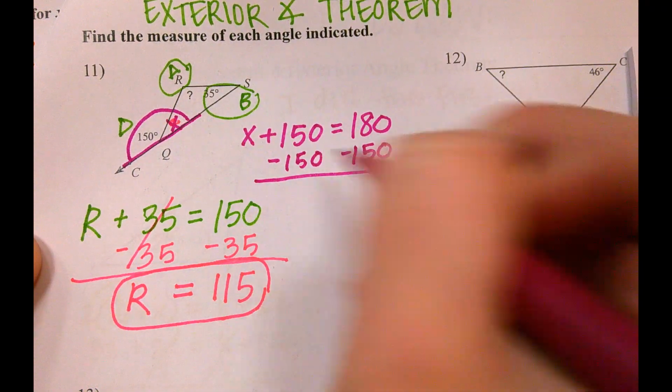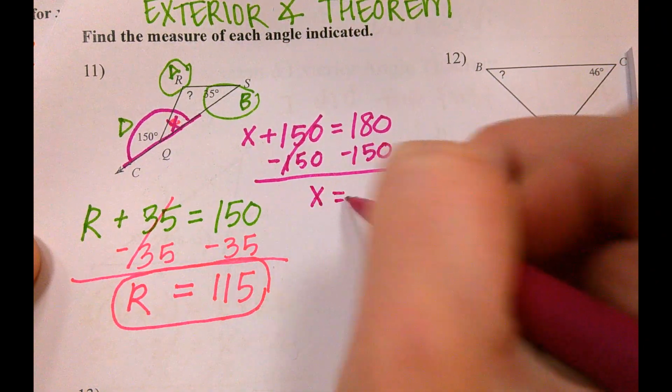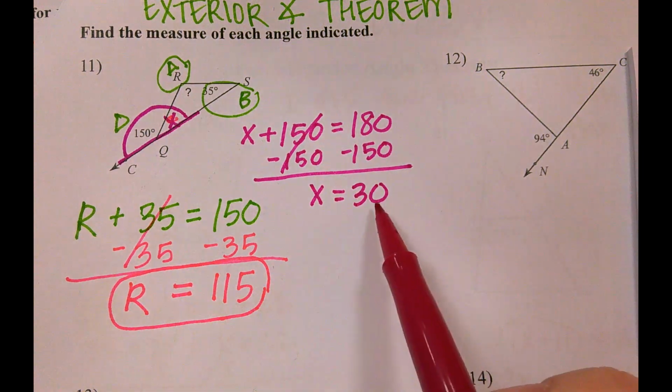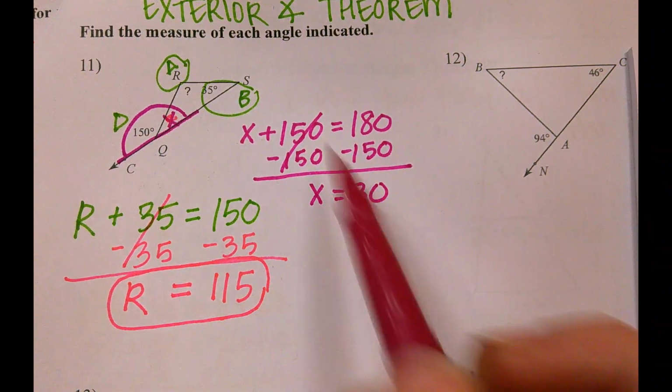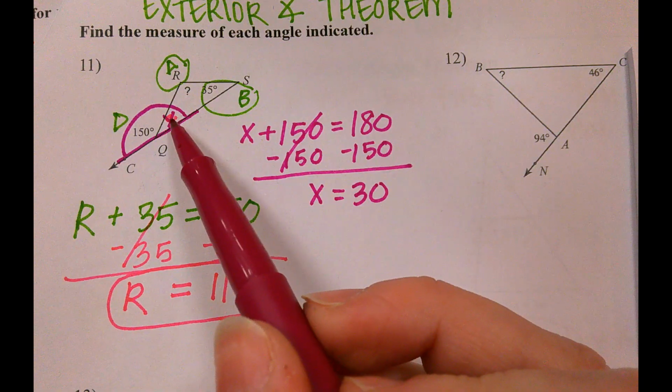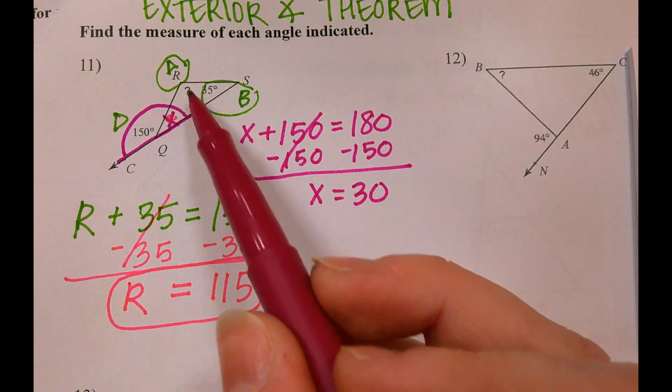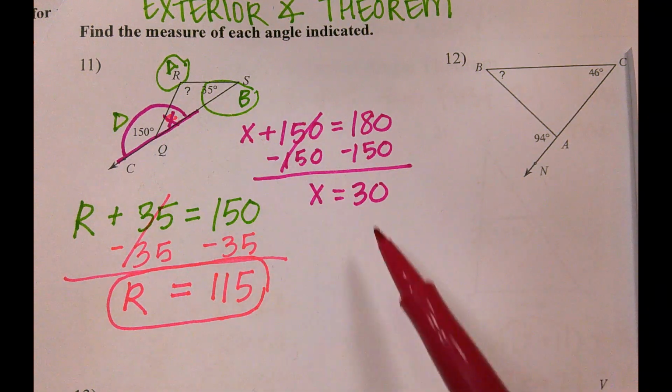So this is another way to do it. X equals 30. So now I know that this angle is 30. We still don't know what that question mark angle R is.